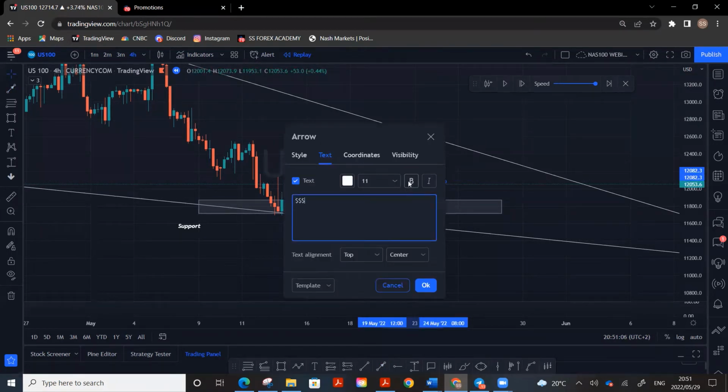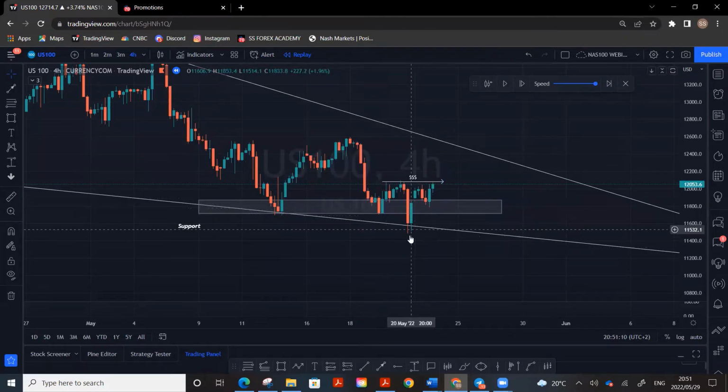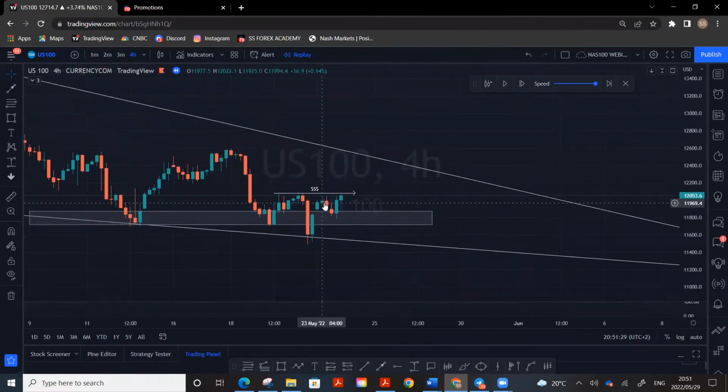So we had liquidity sitting in that area, support there. Price managed to break out of the support to the downside. However, the next 4-hour candle rallied up, and then we managed to close above that daily support area. So above 11,700, we were good to buy, right?